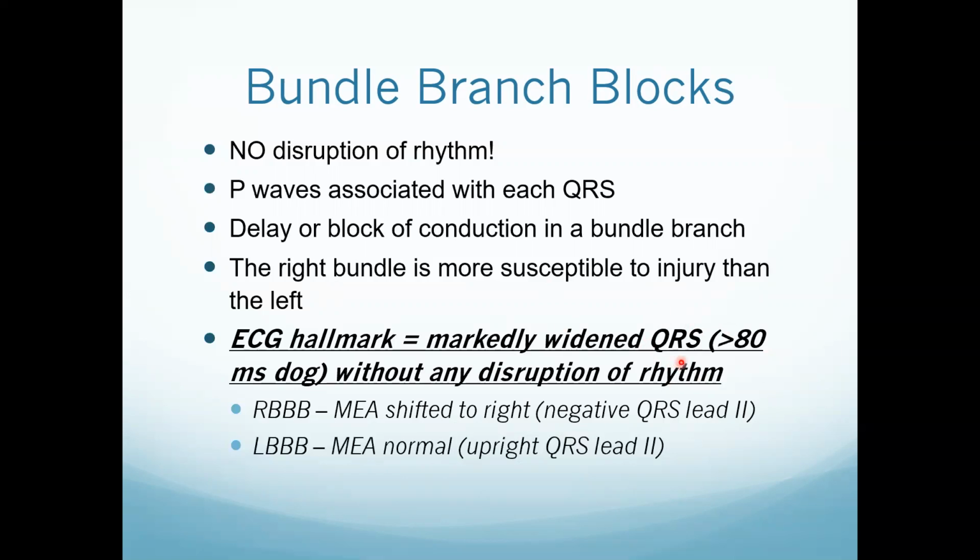And so really the only thing that is different with a bundle branch block from sinus rhythm is that the QRS duration is prolonged, with the cutoff being 80 milliseconds in dogs. Okay, but the rhythm is still going to be just a normal sinus rhythm. There's going to be a P wave for every QRS, and a QRS for every P wave, I should say. Okay, then when we're dealing with right bundle branch block, the mean electrical axis is going to be shifted to the right. So we're going to have a negative QRS in lead 2. And with a left bundle branch block, the mean electrical axis is normal. It's still going to be upright in lead 2, but it's still going to be wide.